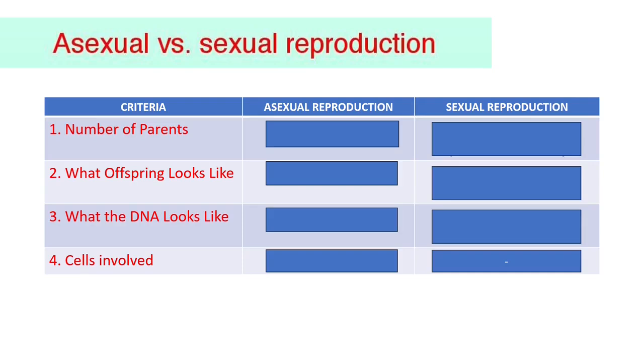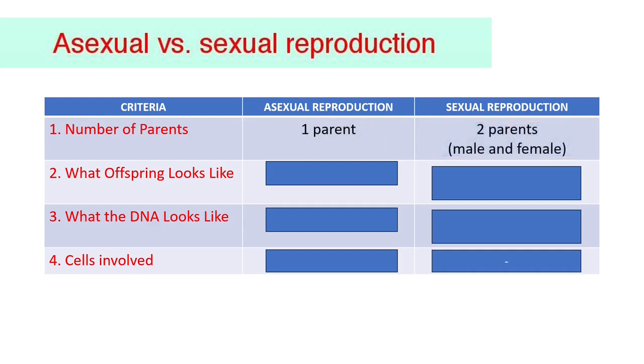So since we're talking about reproduction, we have to compare two of the major types of reproduction, which would be the asexual and the sexual reproduction. Now, taking note of the following criteria, let's make a comparison between asexual and sexual reproduction. Starting with the first criteria, number of parents. How many parents are needed for asexual reproduction? So you know this. The answer is you only need one parent. On the other hand, for sexual reproduction, you need two parents, a male and a female.